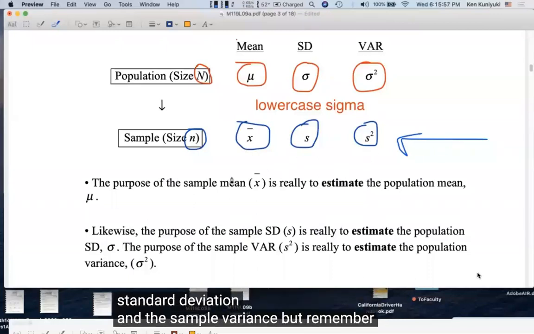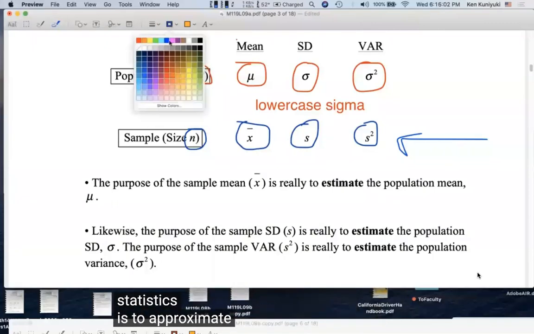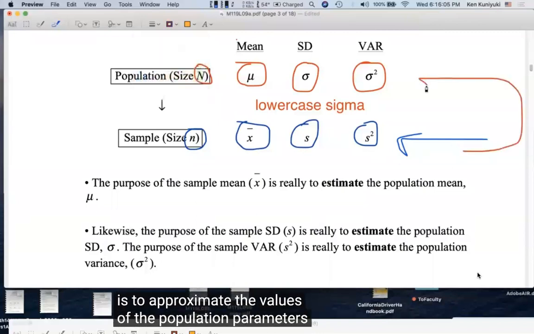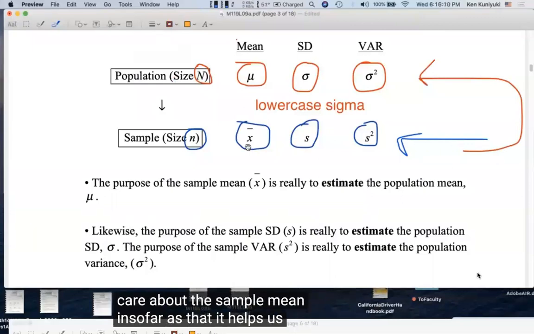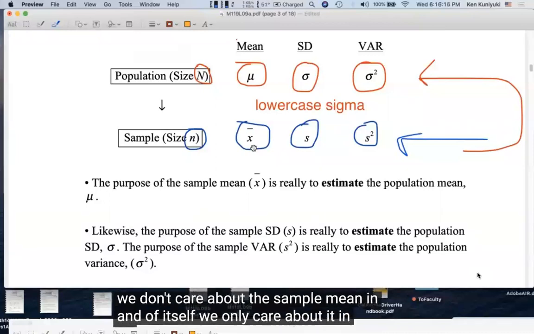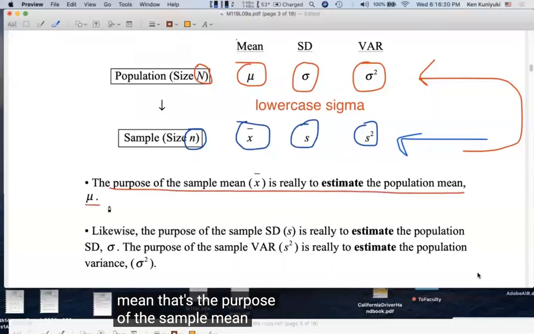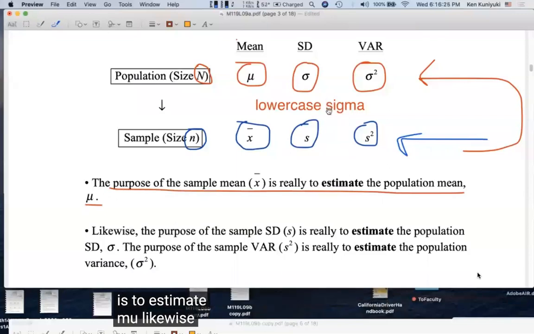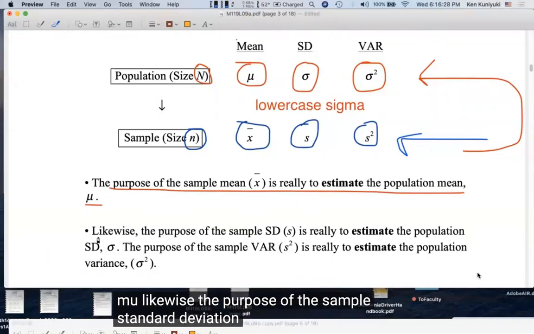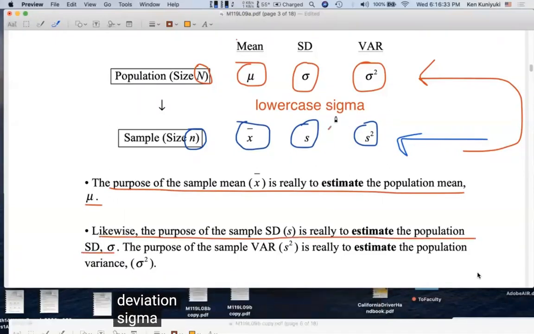But remember, the goal of calculating these sample statistics is to approximate the values of the population parameters. We only care about the sample mean insofar as it helps us estimate the population mean. We don't care about the sample mean in and of itself. That's the purpose of the sample mean. The purpose of x bar is to estimate mu. Likewise, the purpose of the sample standard deviation, s, is to estimate the population standard deviation, sigma.